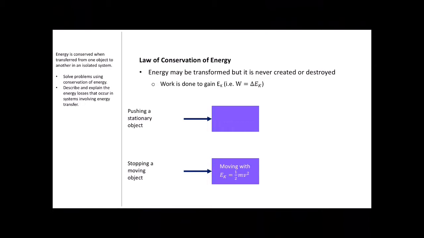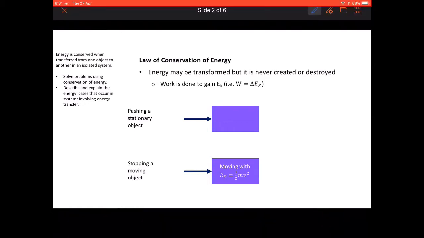So for example, if we are pushing a stationary object, we are doing work on that object and transferring kinetic energy to that object. Similarly, if we're stopping a moving object, just say we've got the same object moving with velocity v in this direction, then if we're stopping it, we're reducing its kinetic energy, half mv squared, all the way to 0. So that change in kinetic energy to bring whatever kinetic energy it had to 0 is equivalent to the work that we're doing on that object.